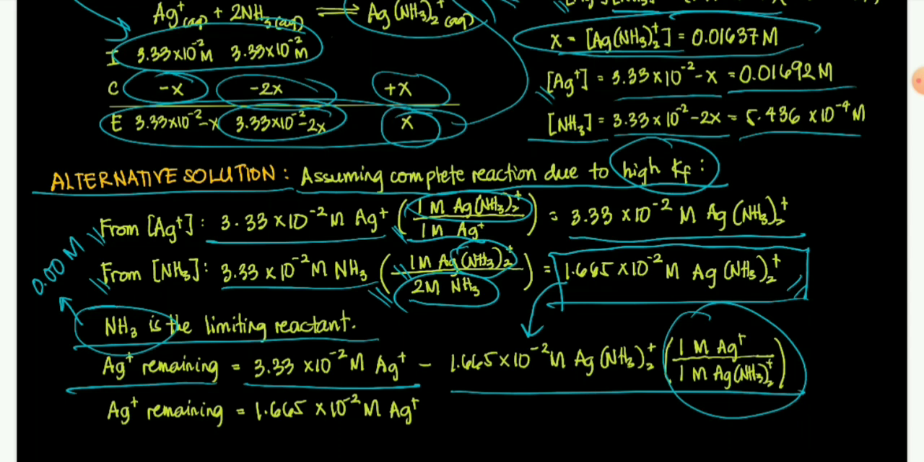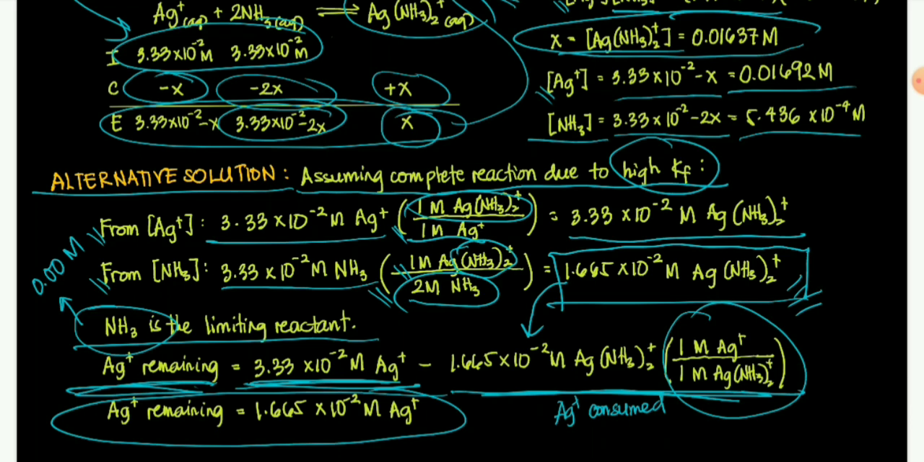So, the silver plus should be in the numerator. So, when you calculate that, you will get the Ag plus consumed. Okay? Because based on the amount of product, we can know how much Ag plus was used. So, to get the Ag plus remaining, you just subtract the initial amount minus the amount of Ag plus consumed. So, when you calculate, you will get 1.665 times 10 to the negative 2 molar of Ag plus remaining in solution. So, that's how you calculate using the alternative assumption that since Kf is very high, the reaction will proceed to the product side, okay, and will consume the limiting reactant.